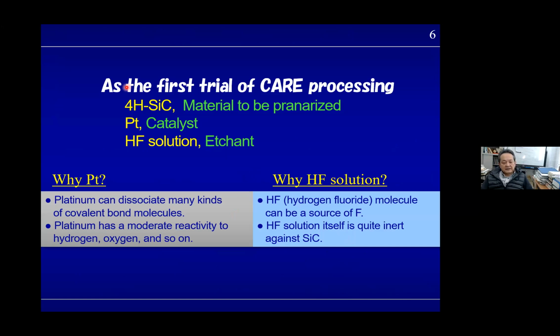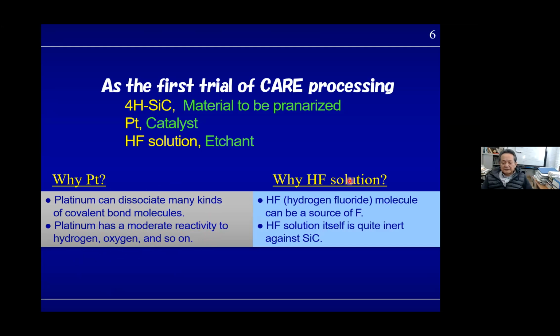As a first trial of the CARE processing, we selected 4H crystal silicon carbide as the material to be planarized, and we selected platinum as a catalyst. Why do we use platinum? Platinum can dissociate many kinds of covalent bond molecules, and it has a moderate reactivity to hydrogen, oxygen, and so on. This is a very important nature for a good catalyst.